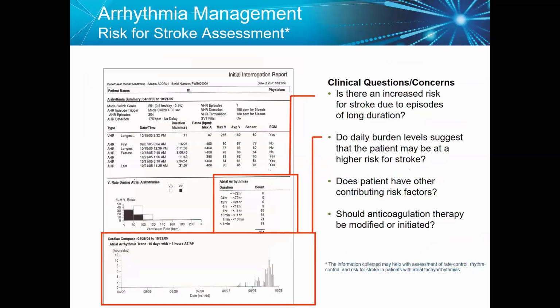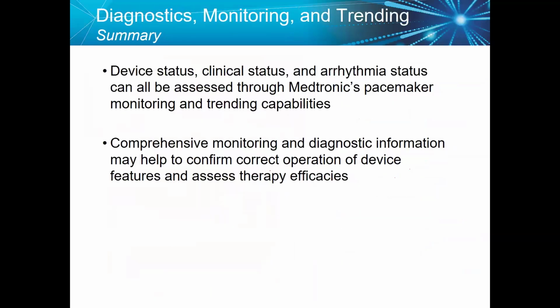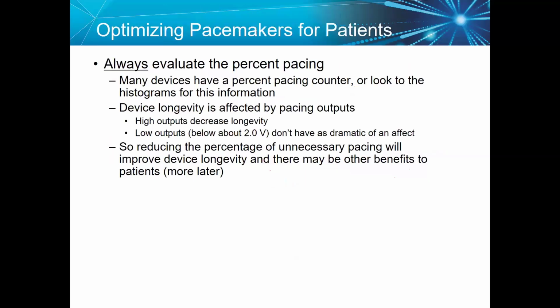Here, a lot of things also. Clinical questions: there is an increase of stroke during episodes. Does the daily burden level suggest that the patient may be at risk of stroke? Does the patient have other contributing risk factors? Should anticoagulation therapy be modified or initiated? Device status, clinical status, and arrhythmia status can all be assessed through not only Medtronic, but any pacemaker monitoring and trending capability. Comprehensive monitoring and diagnostic information may help to confirm correct operation of the device features and assess the therapy.